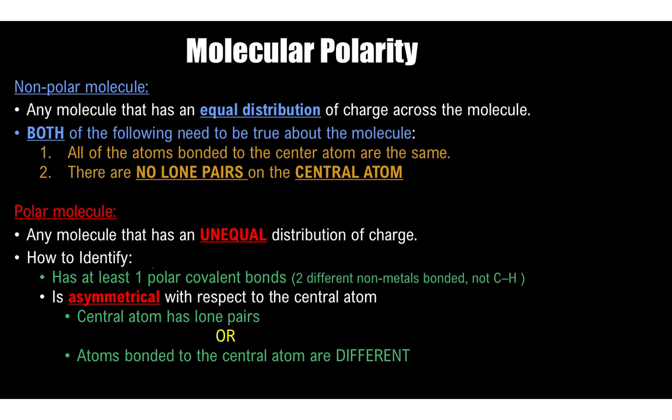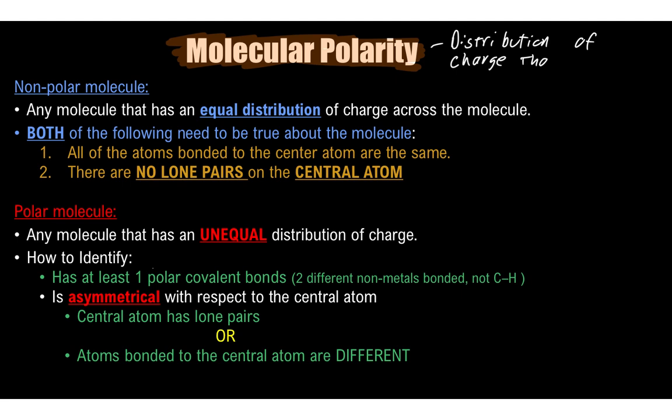So one of the things we can look at for any Lewis structure is the polarity of the molecule. Polarity of the molecule is just how the charge of the electrons in the molecule is distributed throughout the molecule. Molecular polarity, again, is just the distribution of charge throughout the molecule.